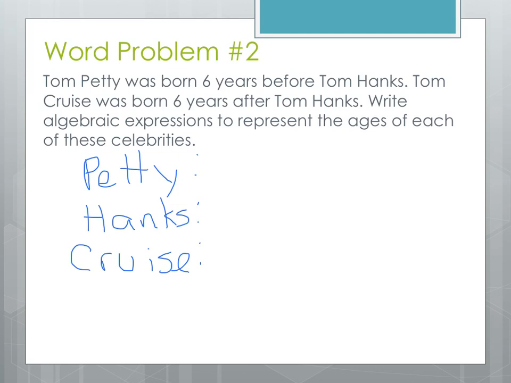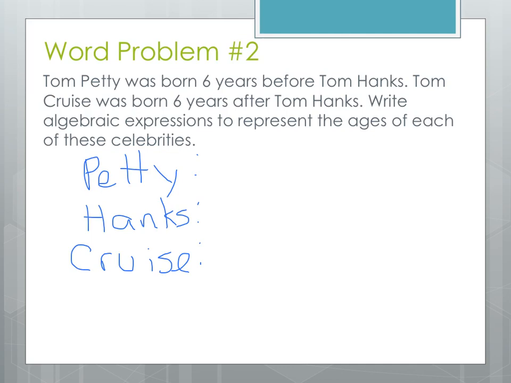And we need to choose a variable to represent an unknown age and then relate them back to each other. When I do problems like this, I look for who's the common denominator in these sentences. I see Tom Hanks pop up twice. Hanks is related to Petty, and in the second sentence, Hanks is related to Cruise. So since he's related to both of the other people involved, he's always going to be my starting variable. We don't know how old Tom Hanks is right now. We don't have enough information to tell that. So that's going to be our unknown variable.